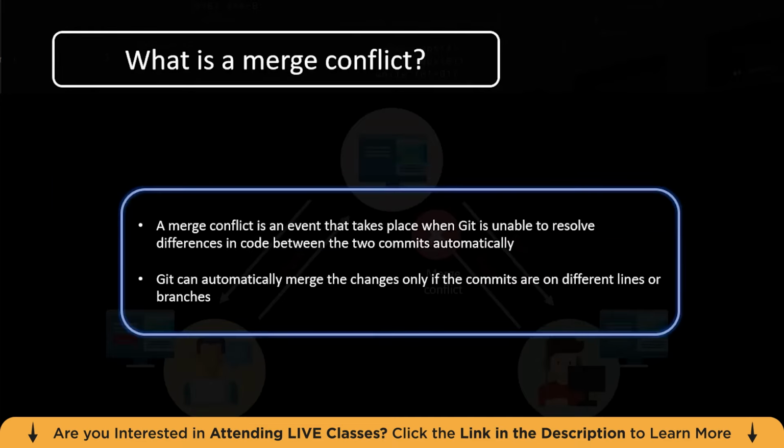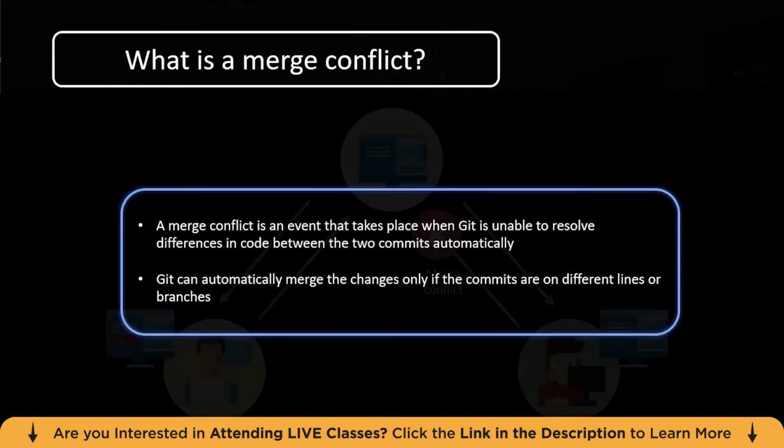A merge conflict is an event that takes place when Git is unable to automatically resolve the differences in the source code between two commits. Normally Git has the capability to understand that these are two different pieces of source code being pushed to a remote repository, but in some cases it does not happen automatically. If any conflict arises and Git is not able to make any decisions, then we get a merge conflict.